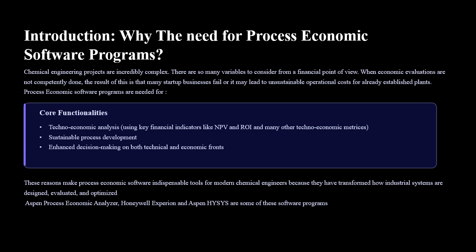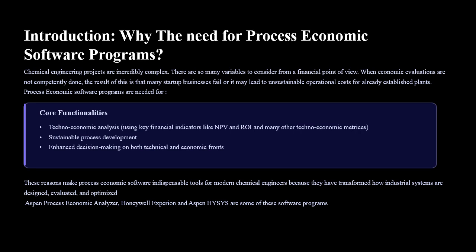Well, we can all agree that chemical engineering projects are incredibly complex. The reason for this is that there are so many variables to consider, not just from a technical point of view, but a financial one as well. When economic evaluations are not competently done, many startup businesses fail, or it may lead to unsustainable operational costs for already established plants. This is where process economic software programs come into play, as they help bridge the gap between engineering and finance.